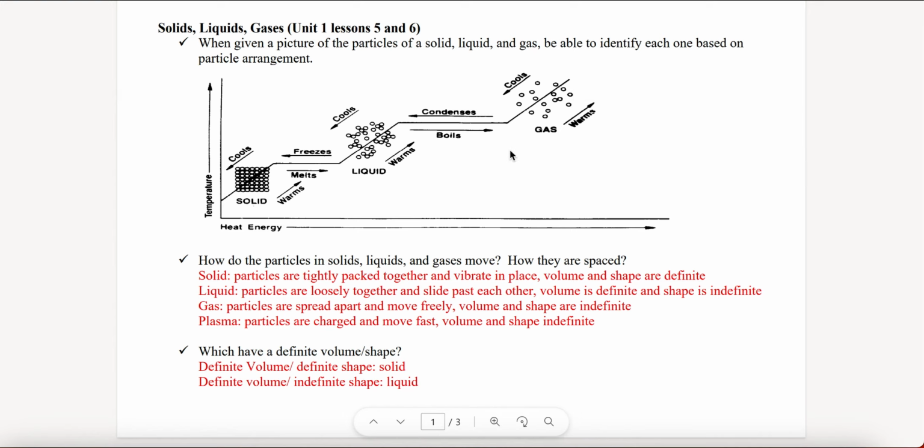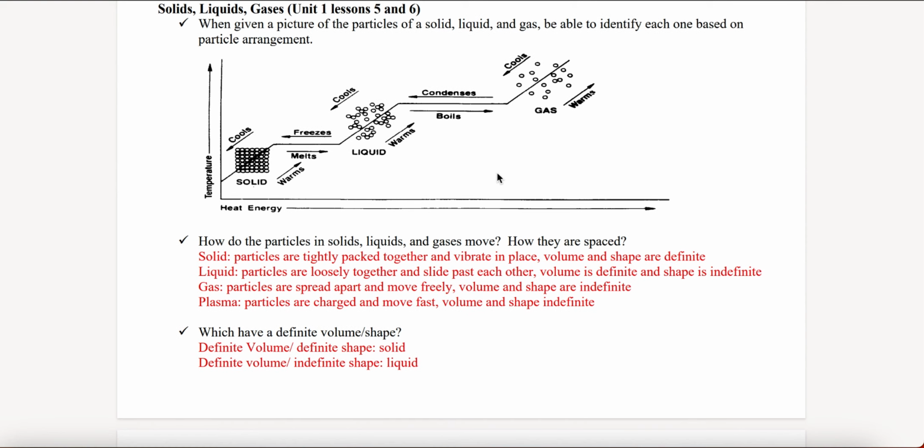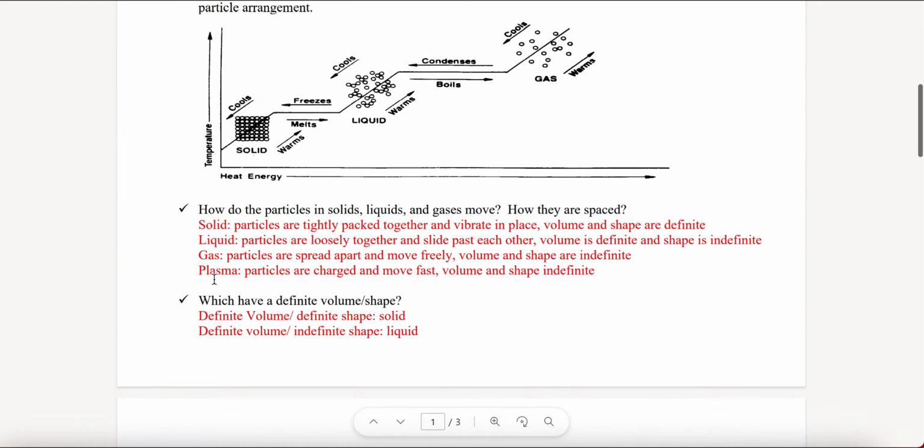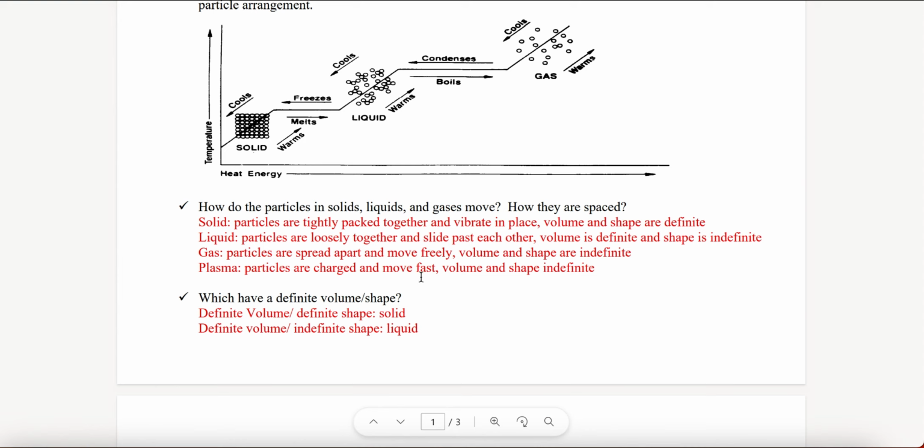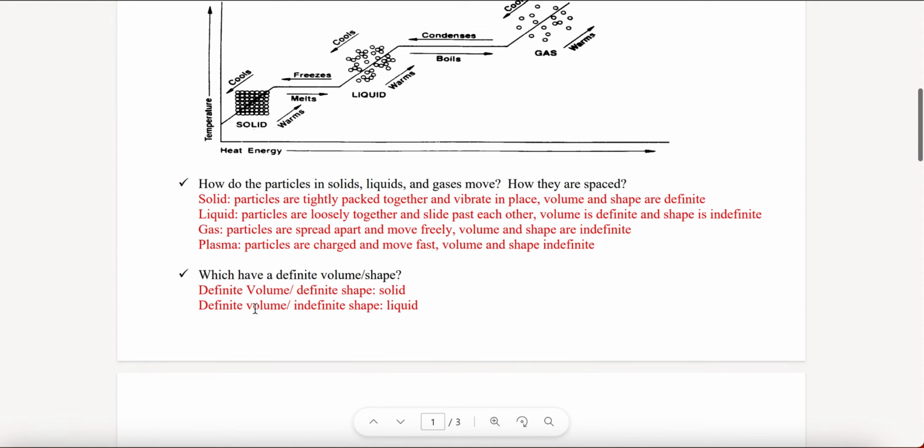For plasma, which is not on the graph but it's something else, the particles are charged and move fast. Volume and shape are indefinite. So they're charged like electricity. It's like a plasma. Thunderstorms could be one example, and other kinds of examples that are charged or move fast. You will find out later. So the volume and shape are indefinite. It's basically charged and moves fast, so it's indefinite.